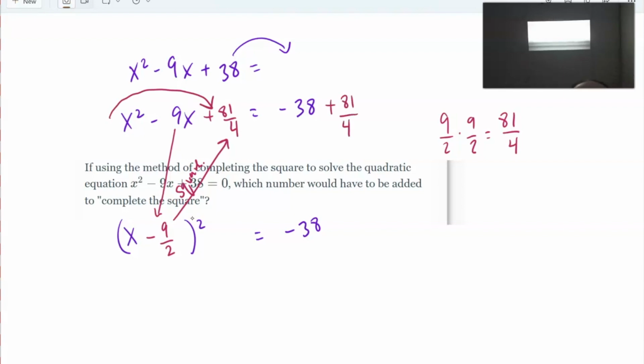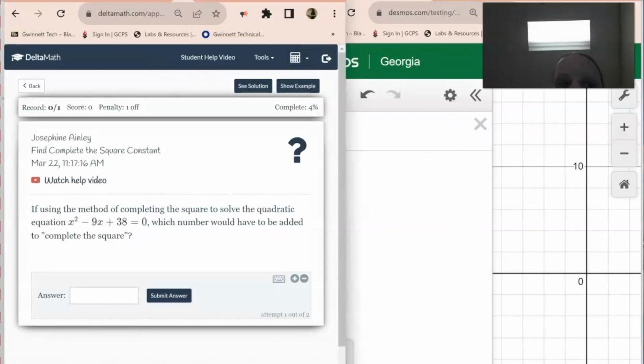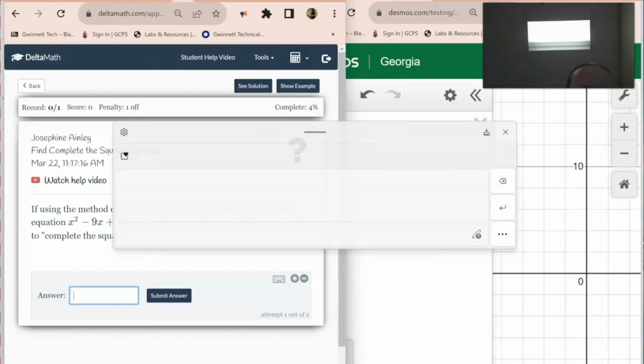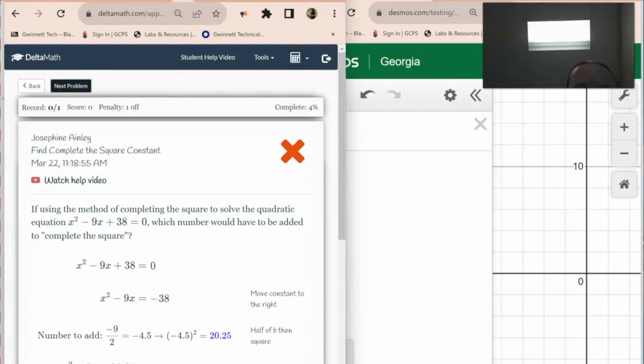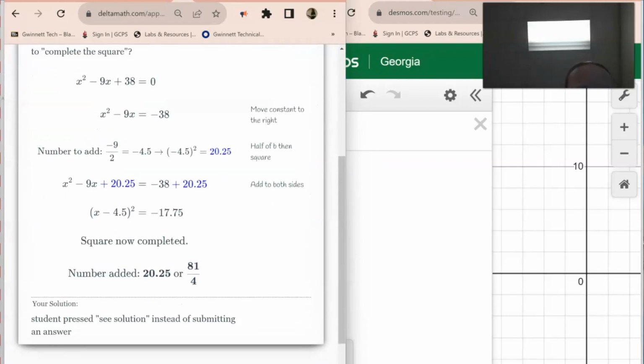But it doesn't want me to keep going because it says, using this method to solve the quadratic equation, which number would have to be added to complete the square? 81 over 4. So they don't actually want me to solve it, so I don't care that it's a fraction. Okay, so 81 over 4 right there.